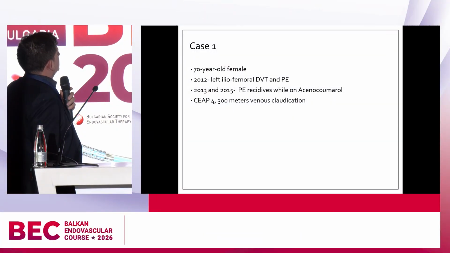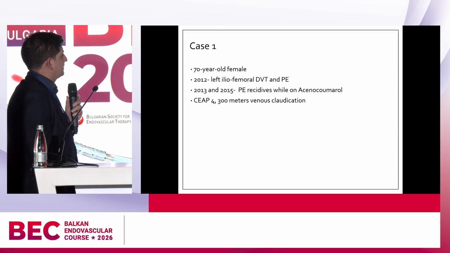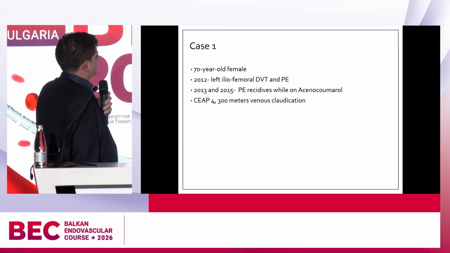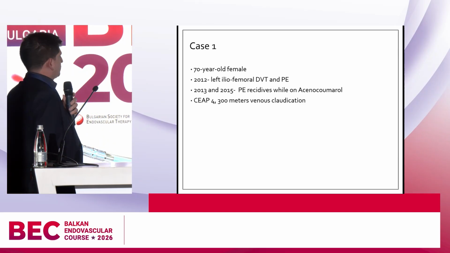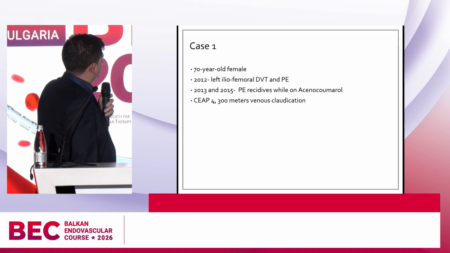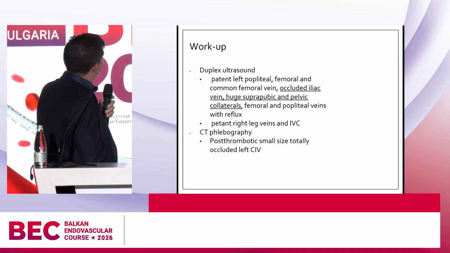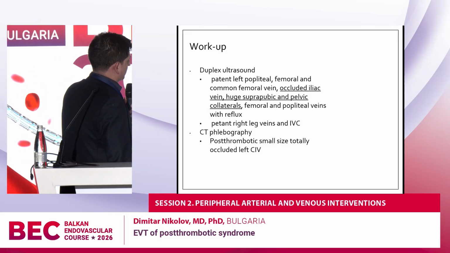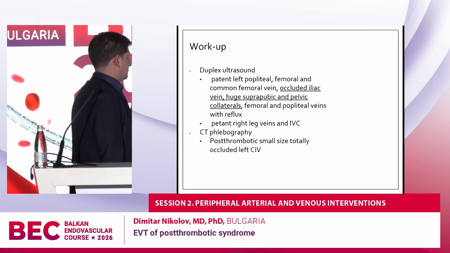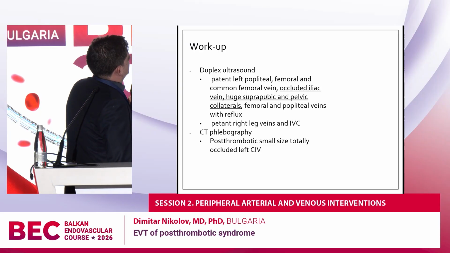So that is our first case, a 70-year-old female, 2012, left iliofemoral DVT with PE. The PE recurred in 2013 and 2015, while on acenocoumarol. She is CEAP 4 with claudication at 300 meters on venous claudication. The duplex ultrasound showed a patent left popliteal, femoral, and common femoral vein with occluded iliac and suprapubic and pelvic collaterals. Femoral and popliteal veins had reflux, with patent right leg veins.